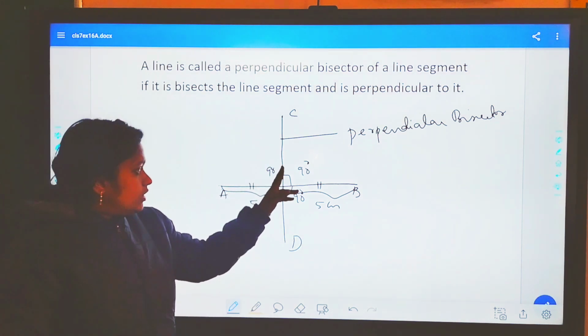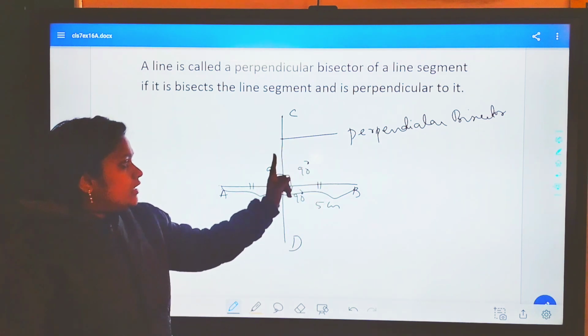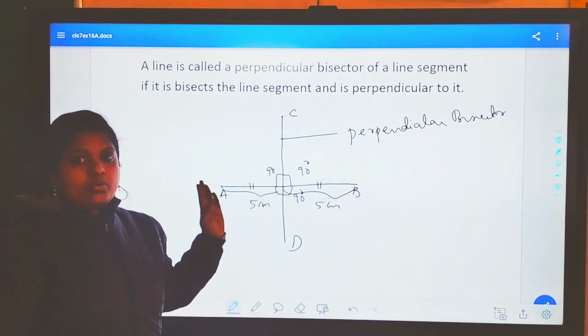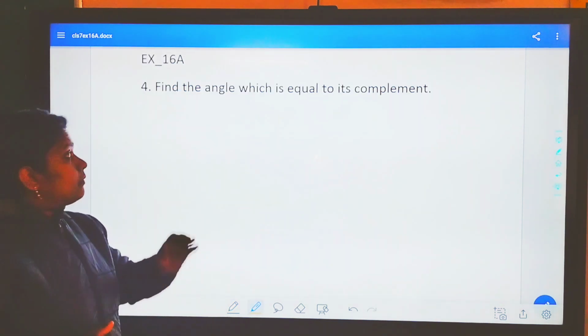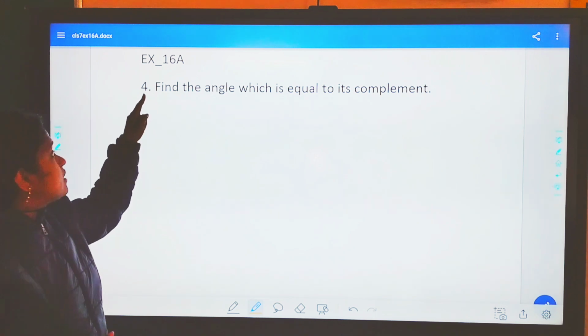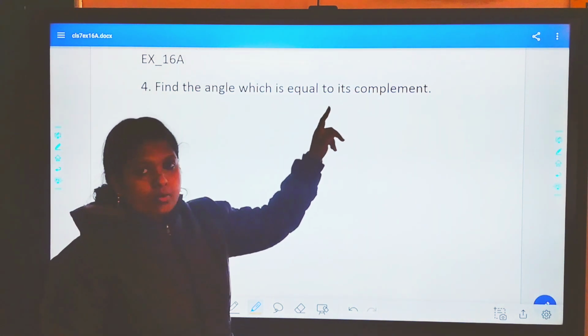That should be first, that should be a perpendicular to the first line, and the second condition is that the line segment divides into two equal parts. Now come to the exercise section. The first three we did in the last class, and this is the fourth question. Find the angle which is equal to its complement.